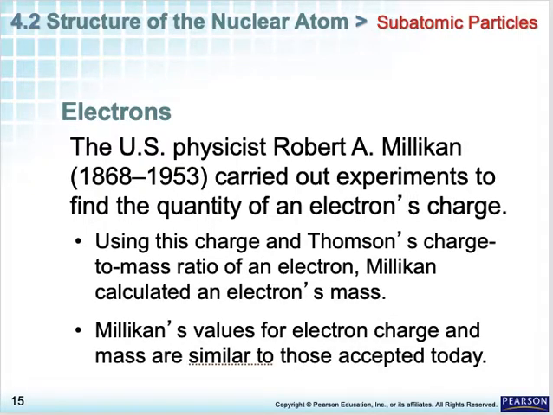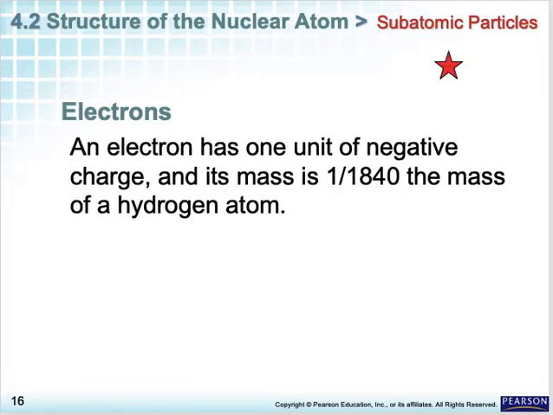Using the charge to mass ratio from Thomson, he was able to calculate the electron's mass. So it not only gave us the charge, but it also gave us the mass of the electron. Millikan's value for the charge and the mass were similar to those that are accepted today. So the electron has a unit of 1 negative charge, and it has a mass of about 1 divided by 1,840 the mass of one hydrogen atom, and a hydrogen atom just has one proton.